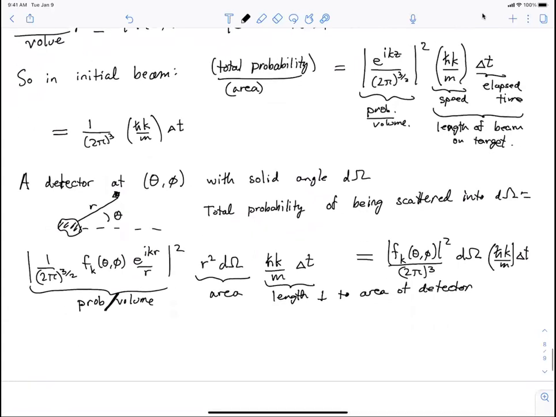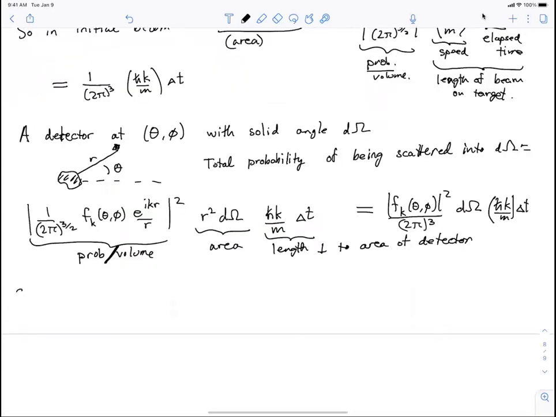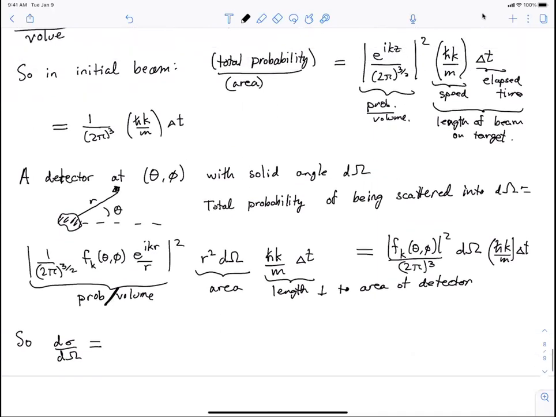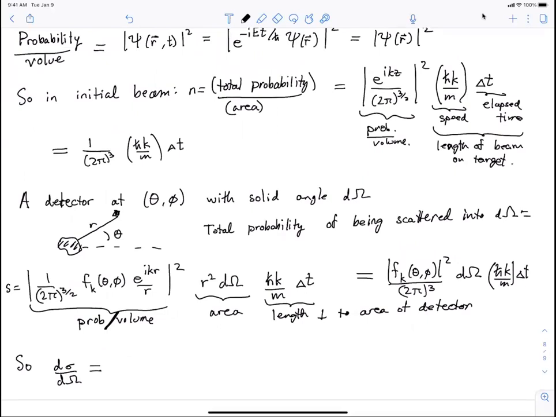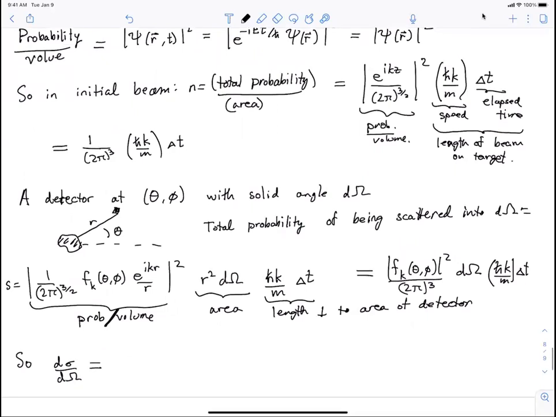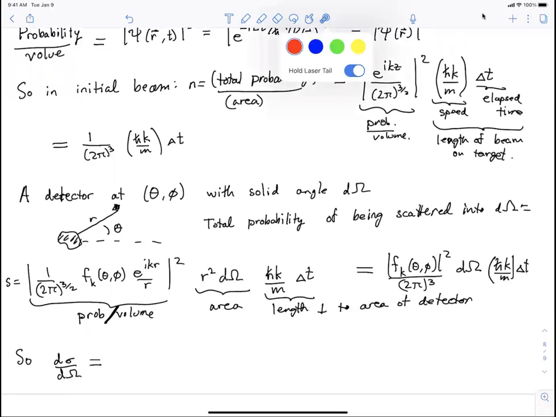All right, so now we're finally ready to say, okay, what's d sigma by d omega? Okay, and what we do is we take our s, this is really s, and this here was really n. Okay, we're gonna take our s from here, divide by n, and then divide by d omega. And so just writing out all that stuff, the numerator is, a lot of this is going to cancel.